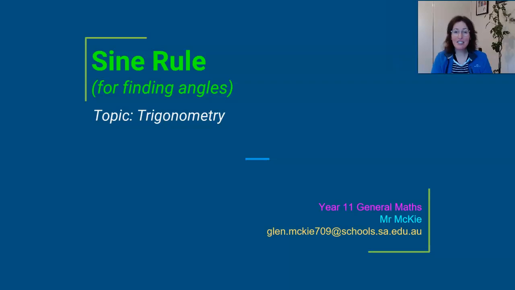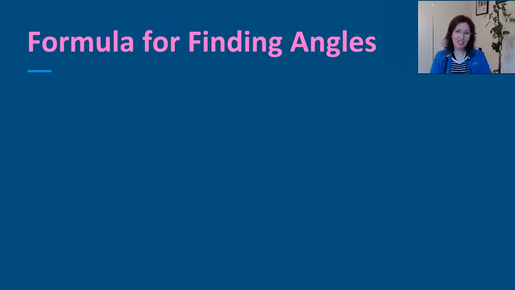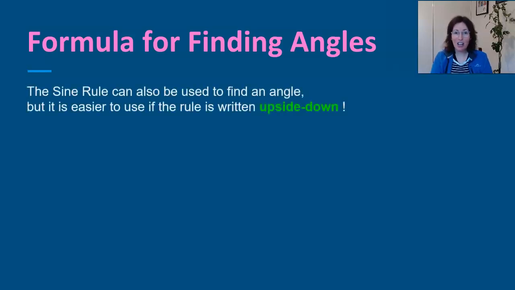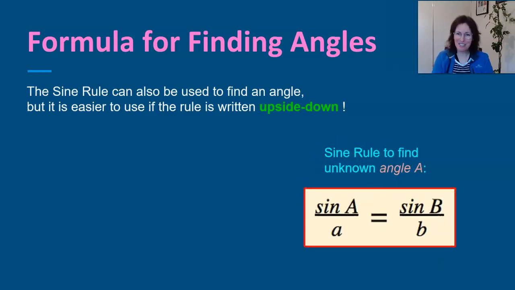In this video, let's use the sine rule to find angles within triangles. We've already done a video on using the sine rule to find sides. So the sine rule can also be used to find an angle, but it's actually easier to write it upside down to the formula that we did on the previous one.